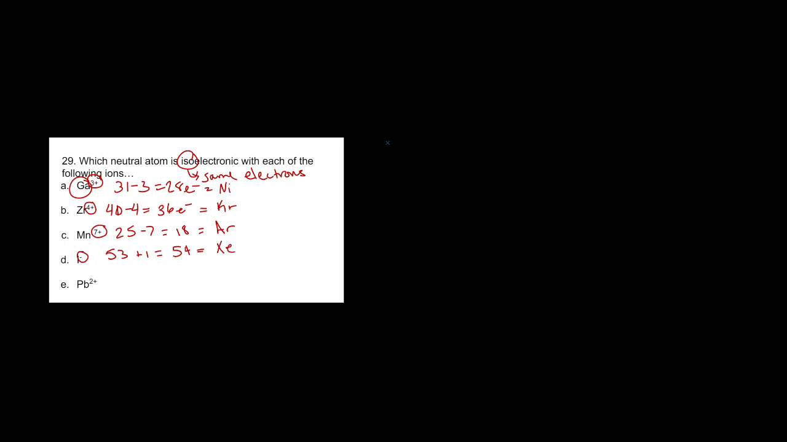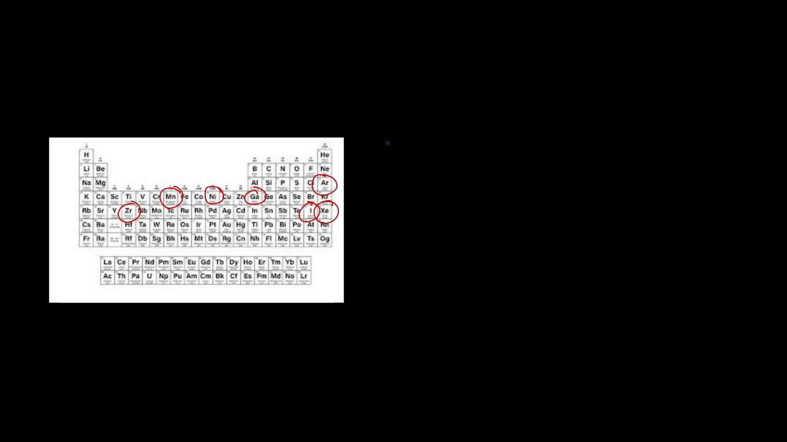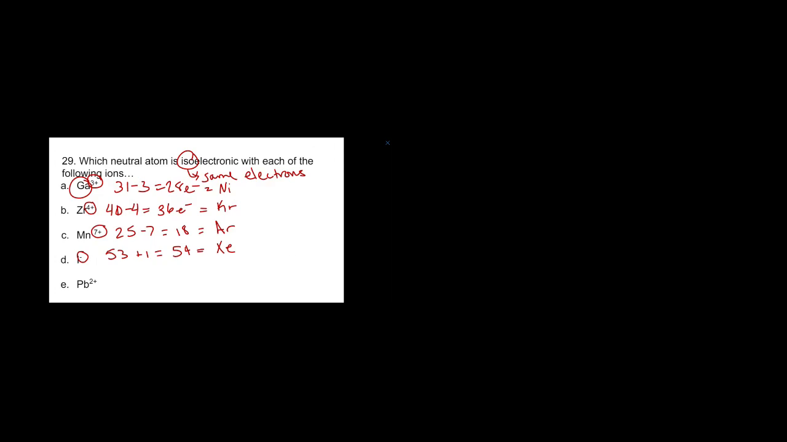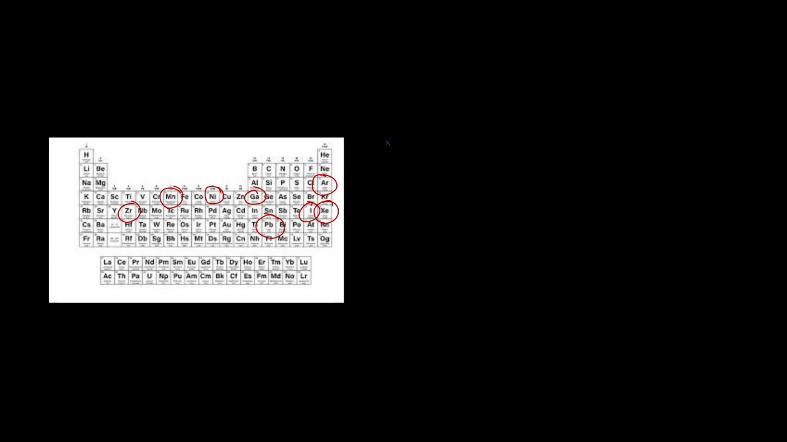And then finally, we have lead 2 plus. Lead is right here. It's element 82. Because it's a plus 2, we're going to subtract 2 electrons. That gives us element 80. Element 80 would then be mercury. So that's all there is to it. You just have to figure out how many electrons there are and then match up whichever element that is on the periodic table.